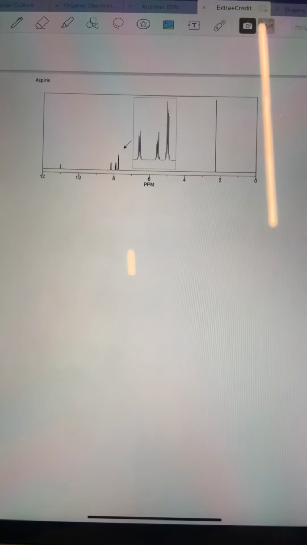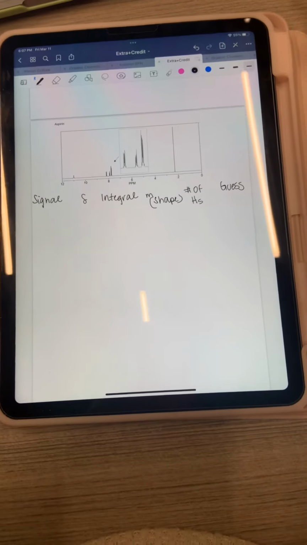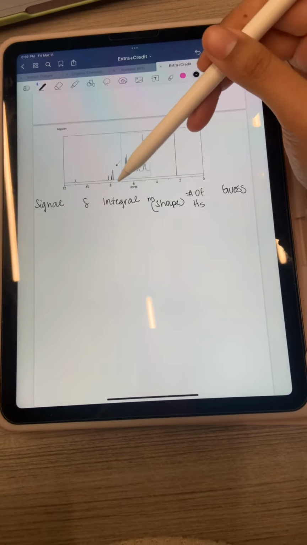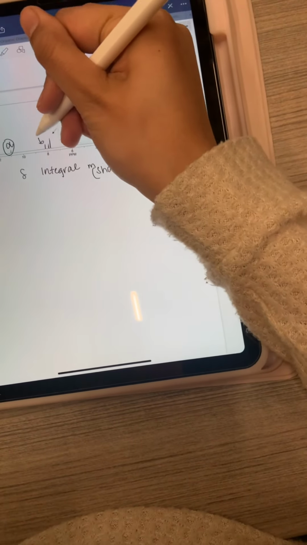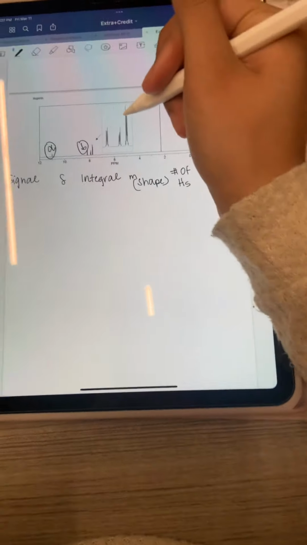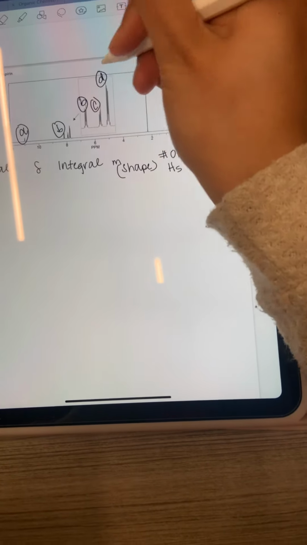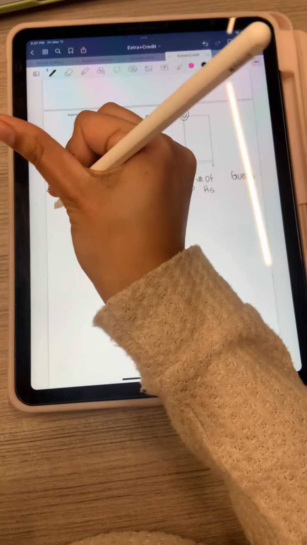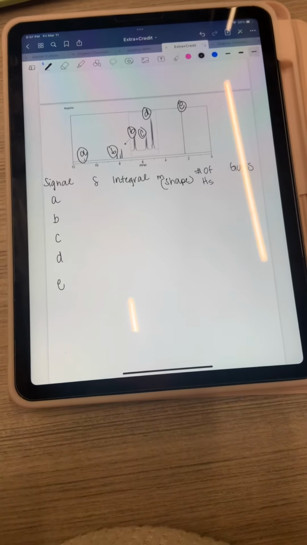Okay, and so now we're going to move on to discuss the NMR of aspirin, which is a painkiller. And so again, like in the other example, we're going to have this signal, which is telling you which peak you're addressing. So whether it's A, B, and then over here it's zoomed in, as you can see. So this is going to be B, C, D, and then this is going to be E. So I'm going to go ahead and write out B, C, D, and E. These are all the signals that we're going to be looking at.